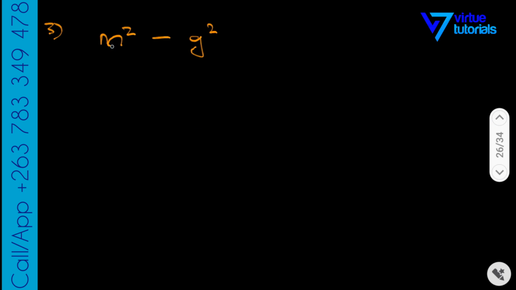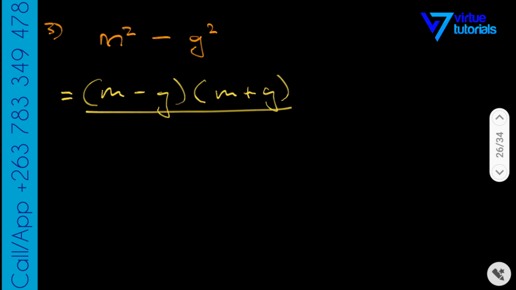Now, if I have m squared minus g squared, right, my root numbers are m and g. So m minus g, m plus g. I factorized it.